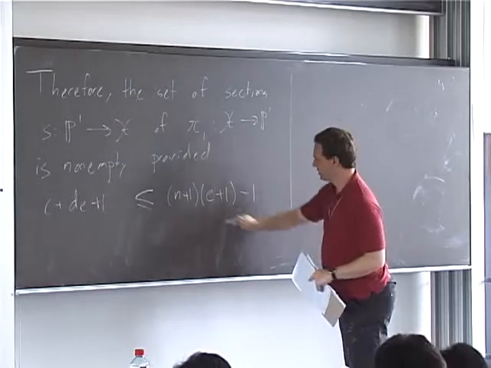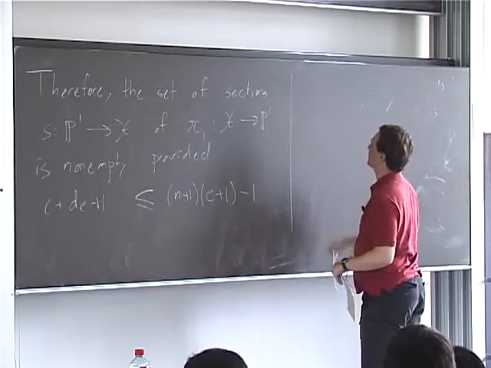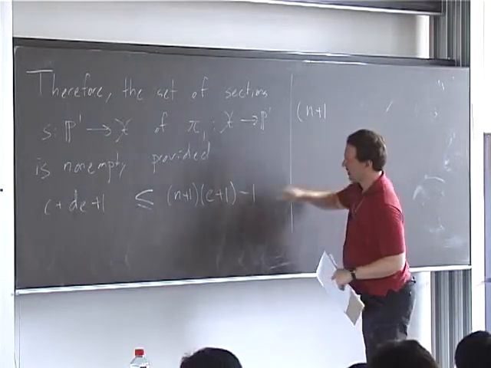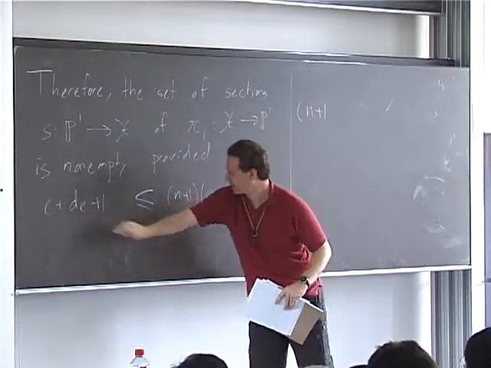Now let's gather this in terms of e. So we have n plus 1 copies of e here. We're going to subtract off the d copies of e.